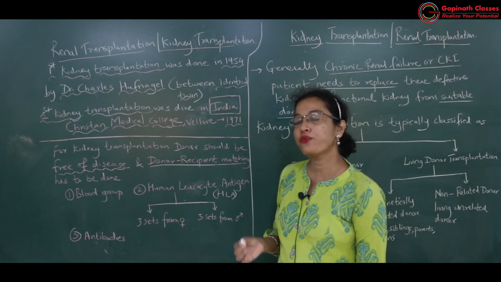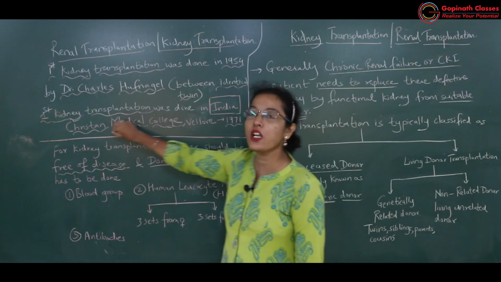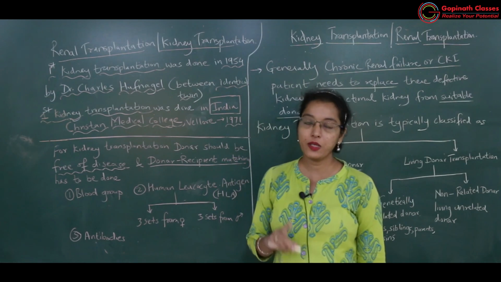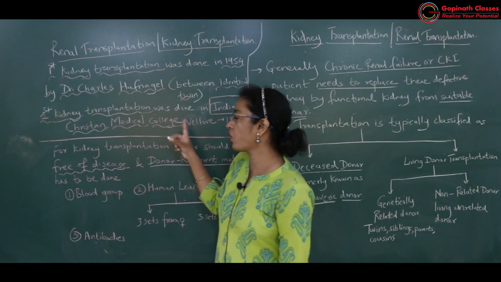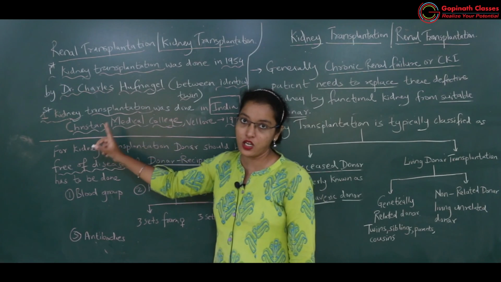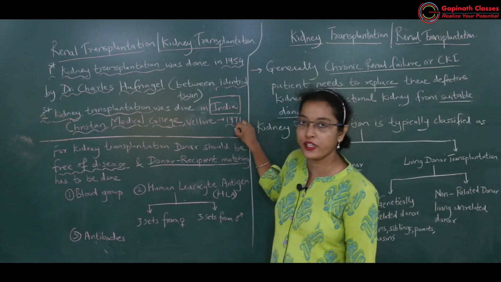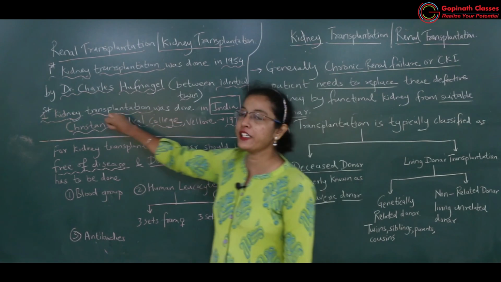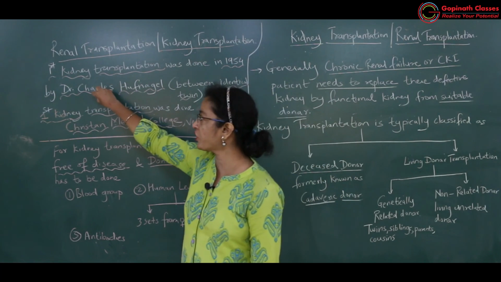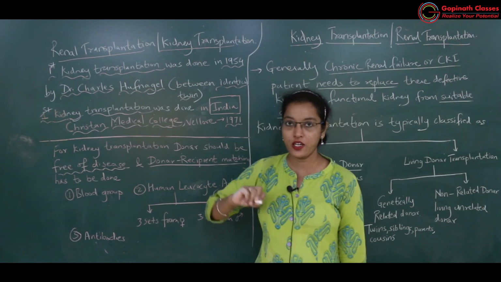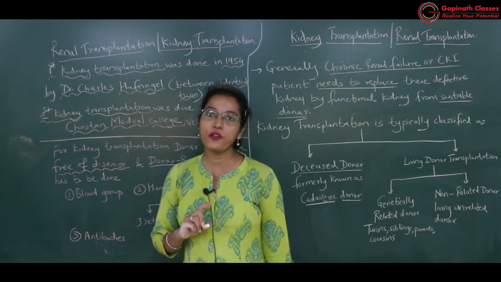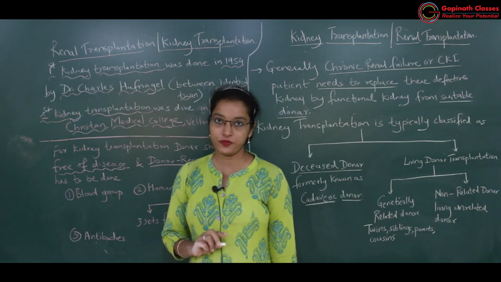Okay, and in India the first kidney transplantation was done in Christian Medical College, which is located at Vellore. Remember, in India Christian Medical College, which is located in Vellore, first kidney transplantation was done in the year 1971. Okay, so in 1971 first kidney transplantation in India. In 1951 first kidney transplantation was done by Dr. Charles Hufnagel between identical twins. Okay, so in this particular session we have completed kidney transplantation. Thank you.